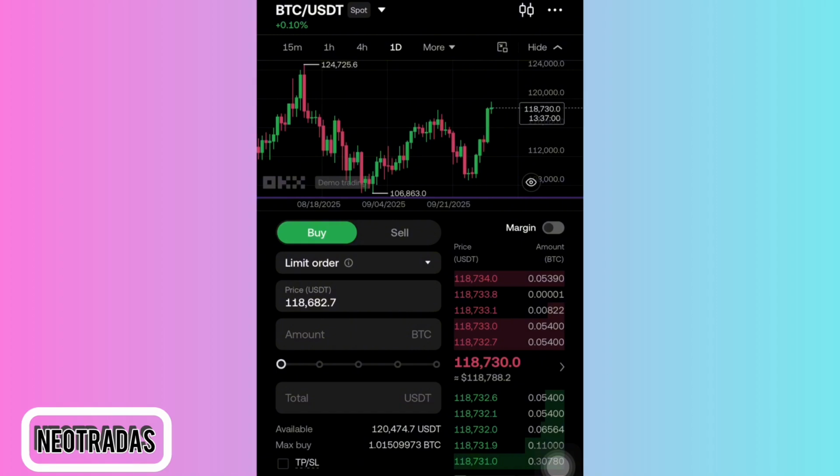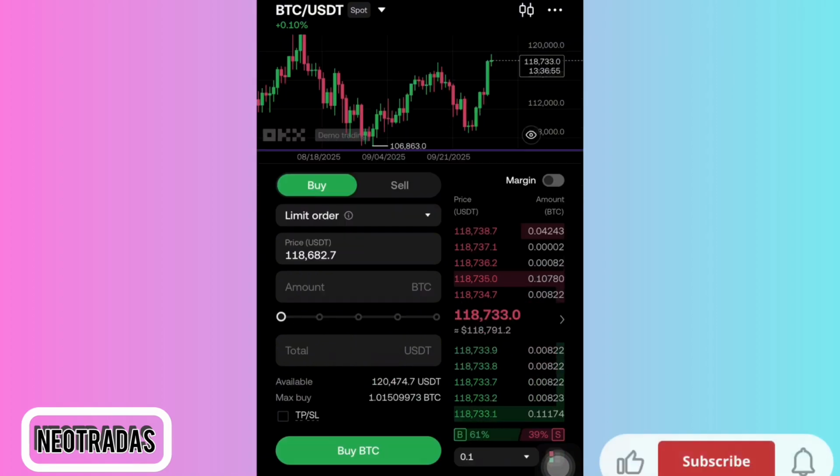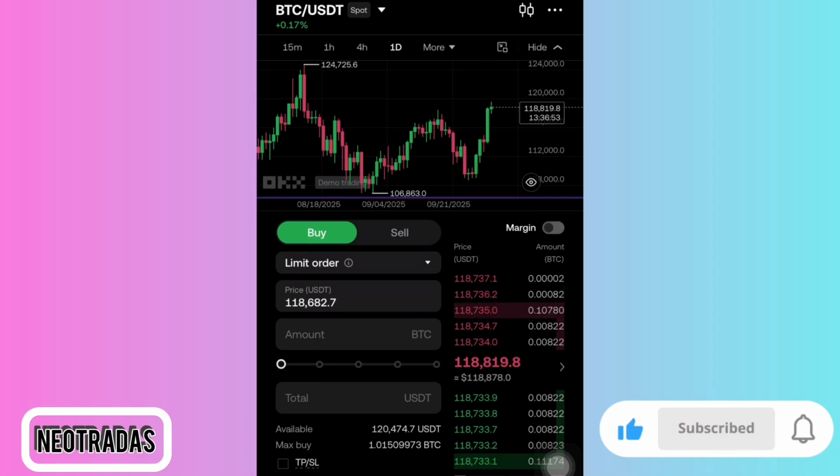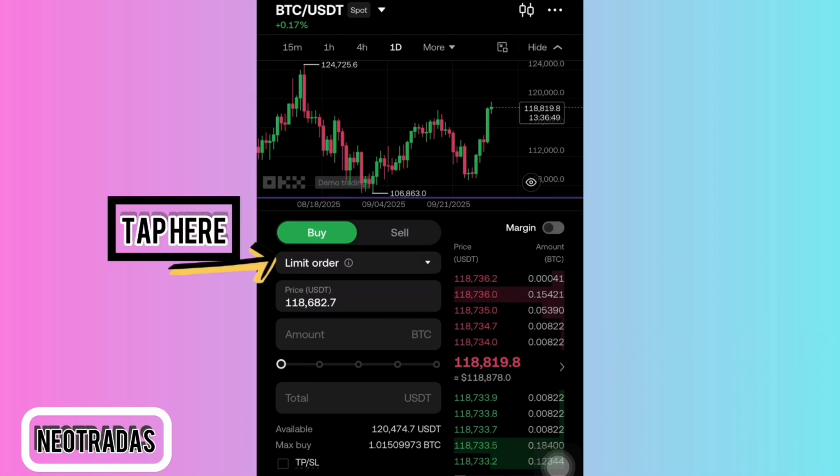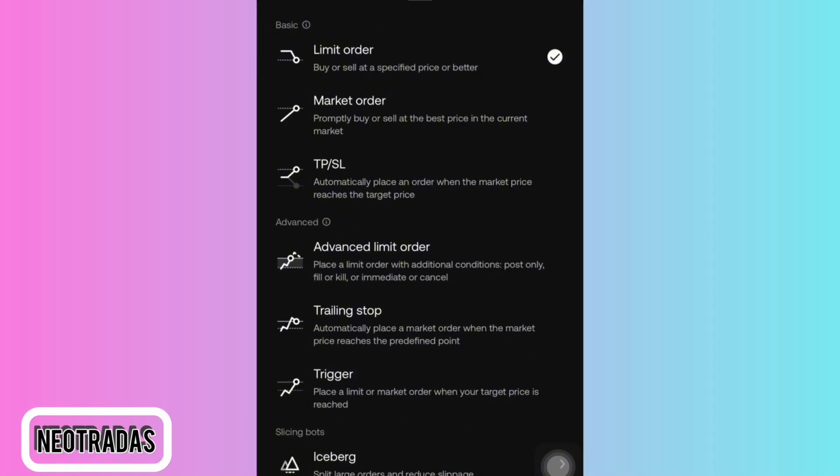How to use market order? In order for you to use market order, still on this spot trading panel here, you have to tap on the dropdown where you see limit order with a dropdown icon here. Then you can change from limit order to market order and any other types when you advance in the future. Now we will be using market order.